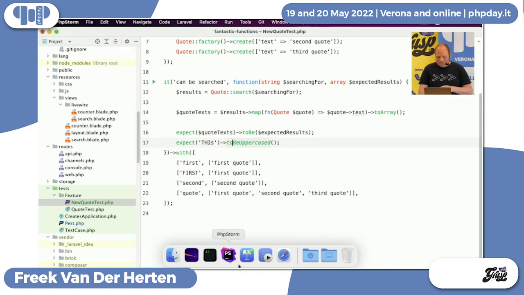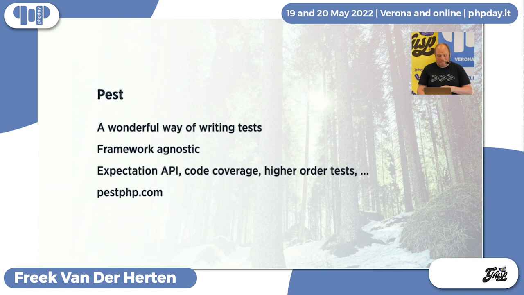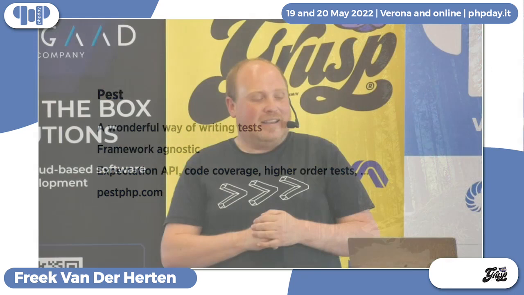Okay, let's go back to the slides. So Pest, I think, is a wonderful way of writing tests. It really matches with my personality. I really like simple and easy things, and things that are optimized for readability. We have a cool expectation API there that can be extended. There's code coverage that comes out of the box. There's a thing called higher order tests, which I'm sure that Nuno will touch on. And if you can't wait to get started, pay a visit to the Pest homepage.